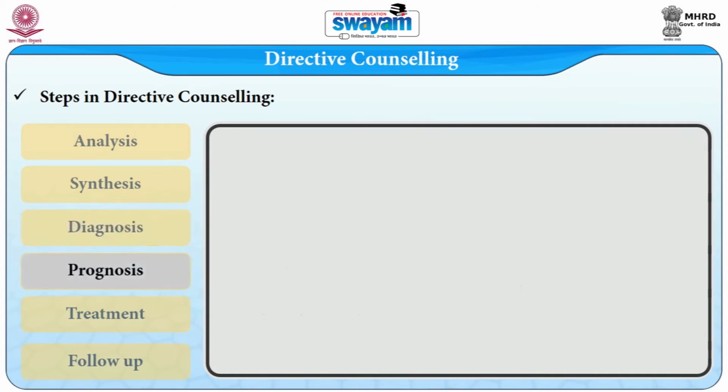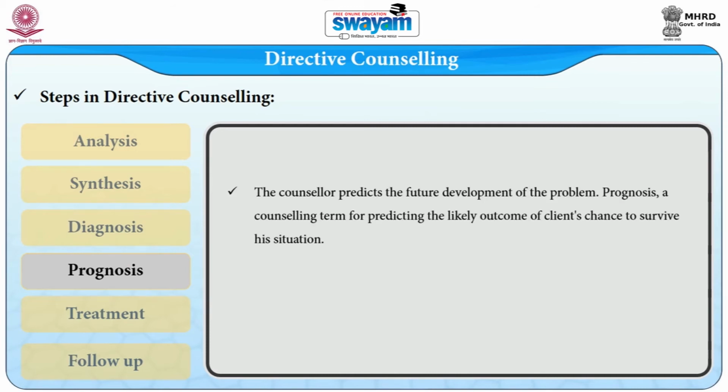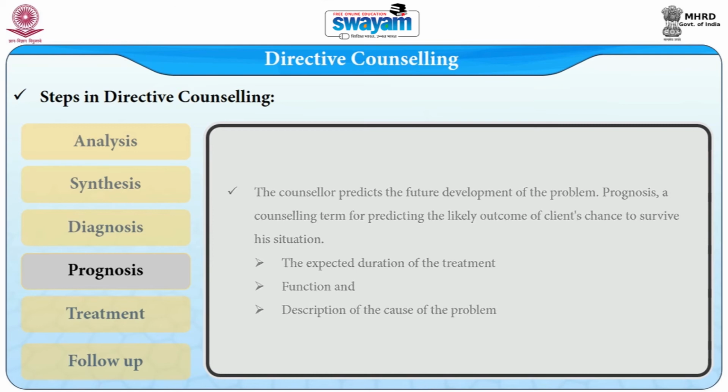Next, prognosis. In the stage of prognosis, the counselor predicts the future development of the problem. Prognosis is the counseling term for predicting the likely outcome of the client's chances to survive his situation. A complete prognosis includes the expected duration of the treatment, functions, and description of the cause of the problem.